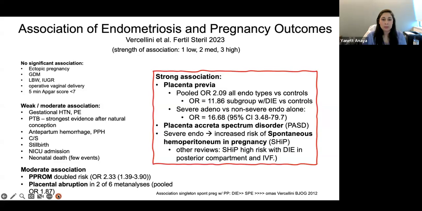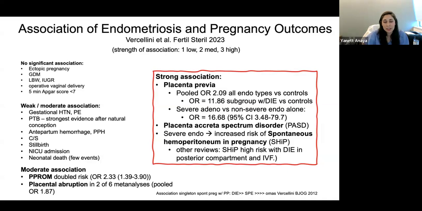uterine wall. There is definitely a strong association, and I think this is really important, with a higher risk of placenta previa. When you look specifically at patients with deep infiltrative endometriosis, you can see that the association is almost 12 times higher. And with patients with severe endometriosis compared to the patients that don't have severe endometriosis, I apologize, you can see that the odds ratio is even higher than that, so a much higher association.